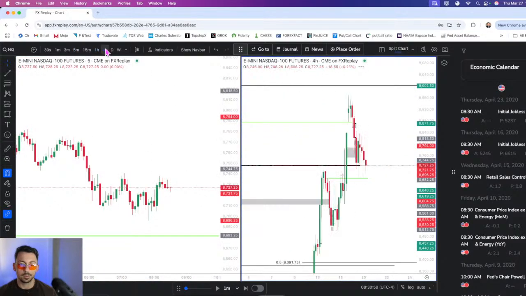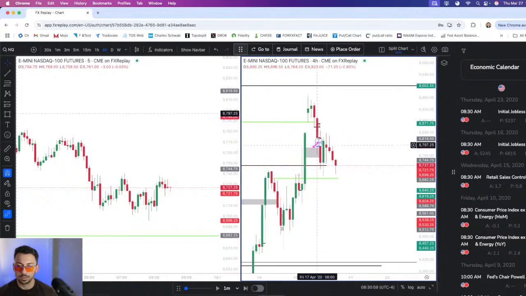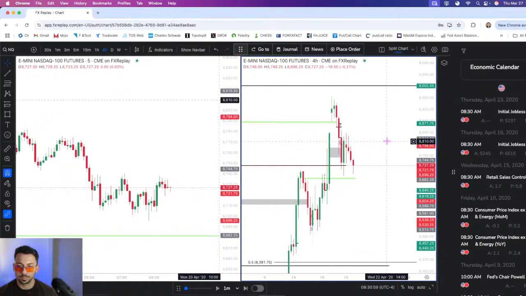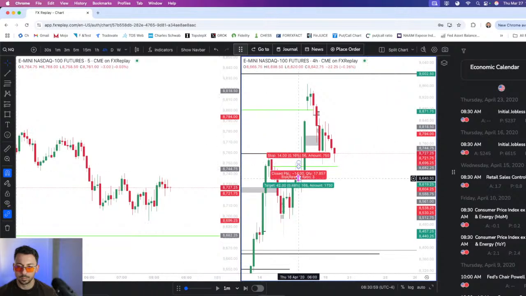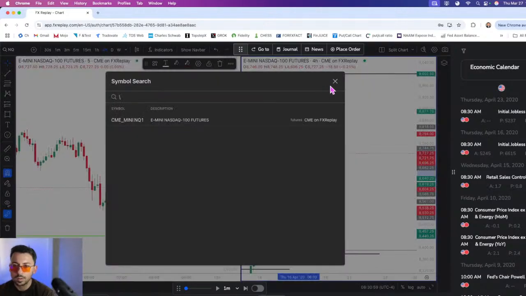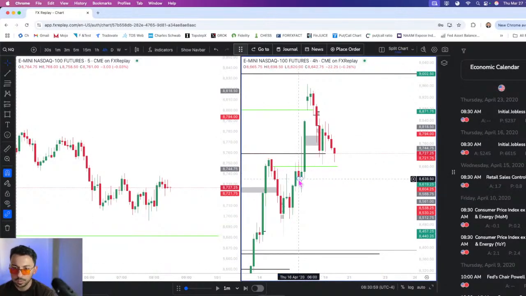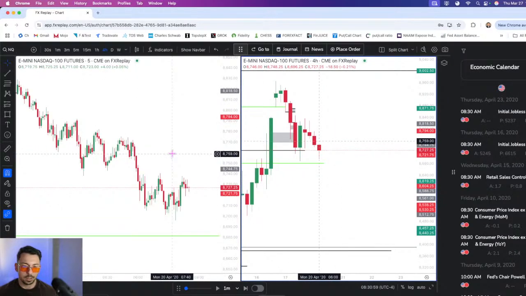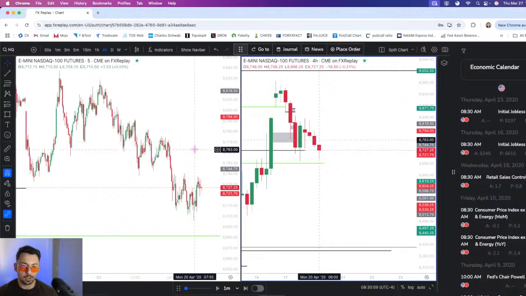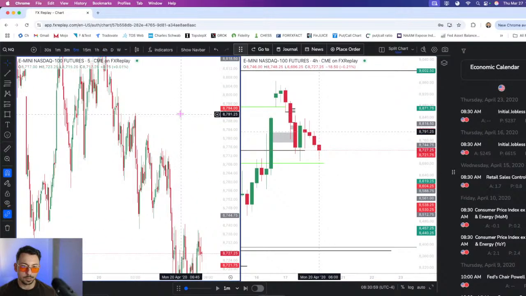So we're on the hourly here. Let's check the 4. Okay, so we still have a bunch of LRLR here. Do we have perfect equal highs anywhere? No.